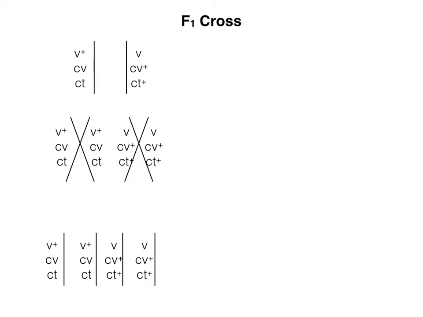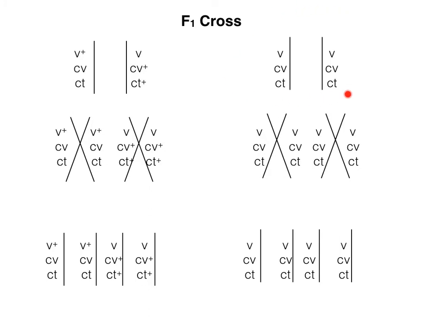Now, as I mentioned on a previous slide, we're then going to take this F1 individual and test cross. So here is the test cross. Remember that a test cross is a cross between an individual that is heterozygous, in this case, at all 3 loci, and then a homozygous mutant at those same 3 loci.